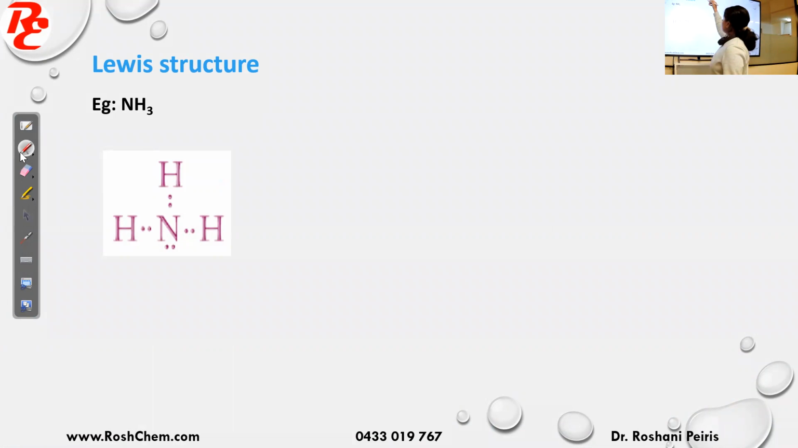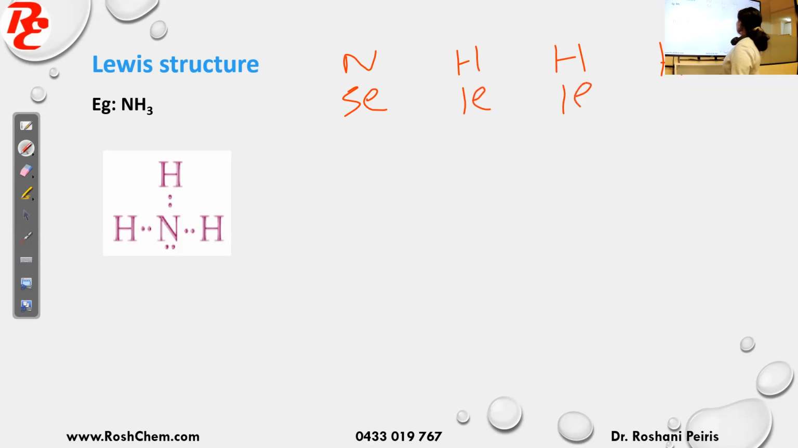Ammonia contains 1 nitrogen atom and 3 hydrogens. To find the Lewis structure, first we will see how many valence electrons are in nitrogen. Nitrogen is from group 15, so it has 5 valence electrons. First write the number of valence electrons, and each hydrogen has 1 valence electron. Then, to become stable, meaning getting 8 electrons in the valence shell, nitrogen needs 3 more electrons.